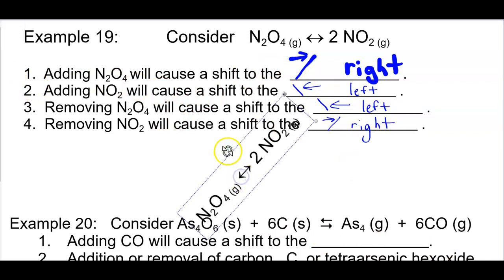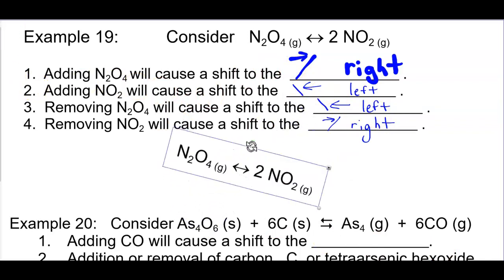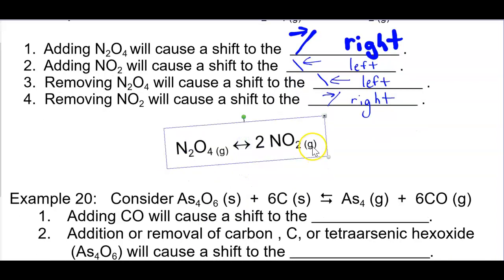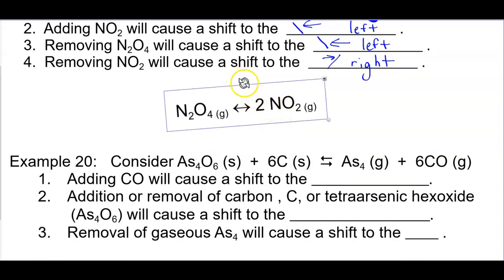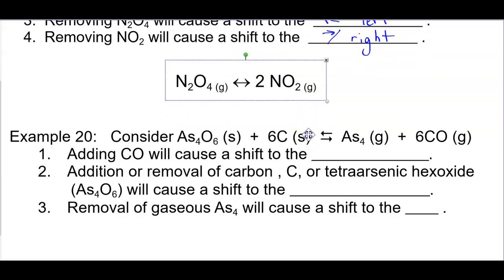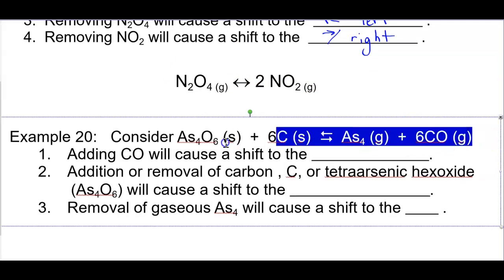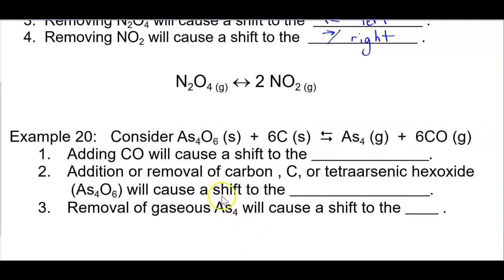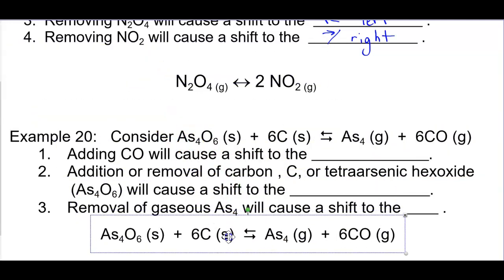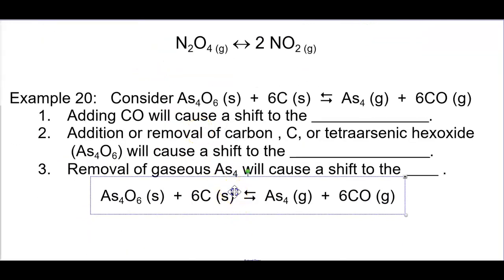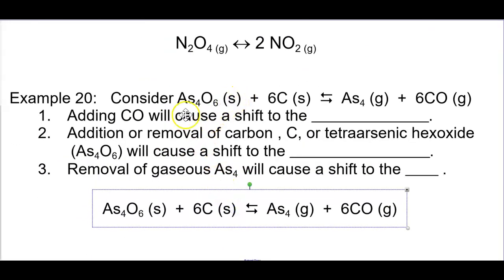Okay, now I'm going to look at this one down here. So give me a second here. Let's go ahead and copy this so I can make this sort of my teeter-totter seesaw. Here we go. Okay, so looking at number 1, adding CO.